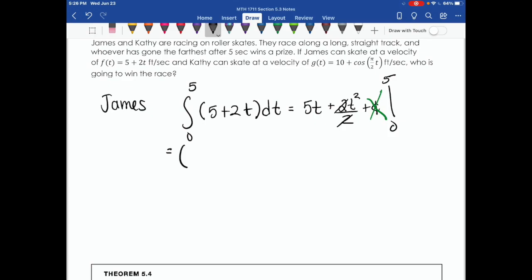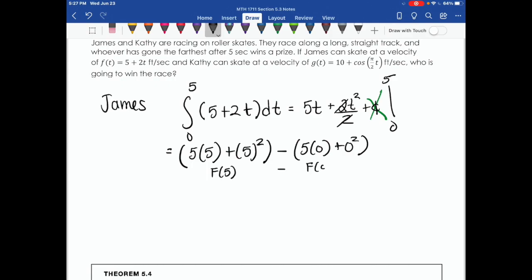So I'm going to plug in 5, and I'm going to get 5 times 5 plus 5 squared, minus, now I'm going to plug in 0, 5 times 0 plus 0 squared.